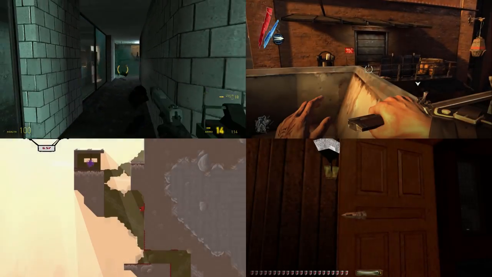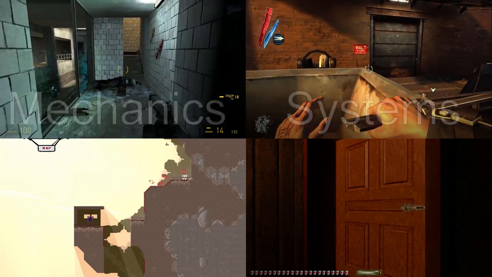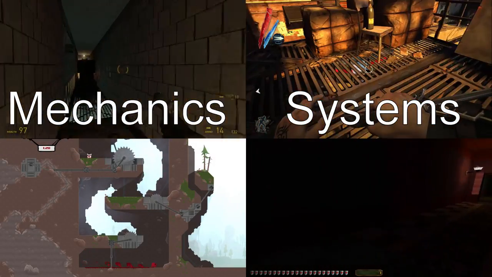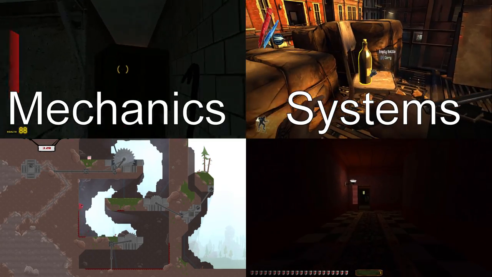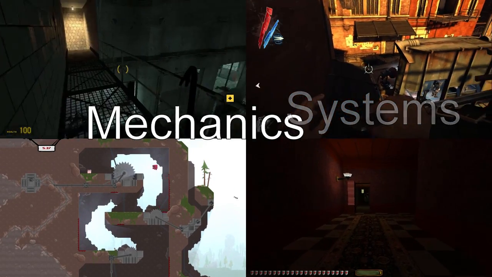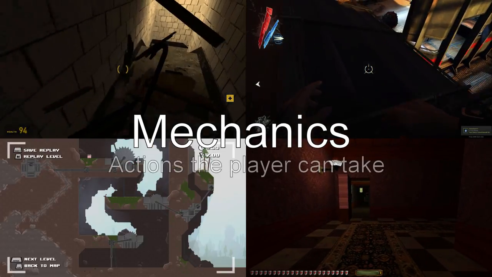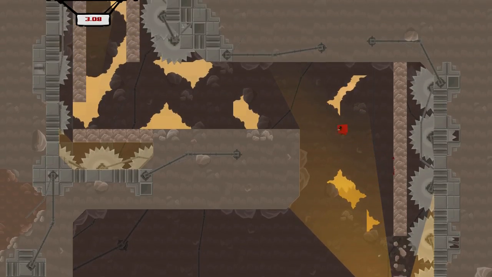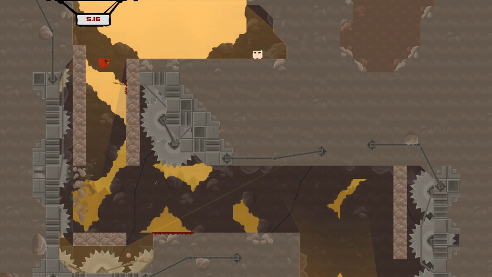More formally, gameplay is broken down into mechanics and systems. A lot of gaming content on YouTube seems to conflate the two, but they're quite distinct from each other. Mechanics are easy to understand. They're actions the player can take: running, jumping, wall sliding, shooting, and plenty more.